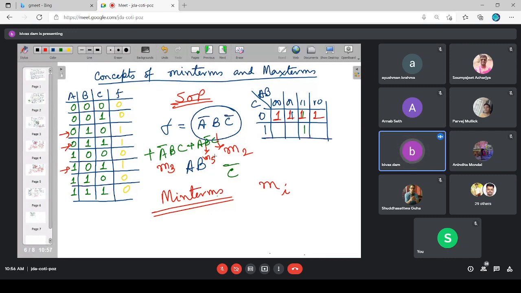So that function, instead of writing in this form, f is equal to A bar B C bar plus A bar B C plus A B bar C, is equivalent to the summation of min terms 2, 3, 5, which you can also write as m2 plus m3 plus m5. So either way you can represent.